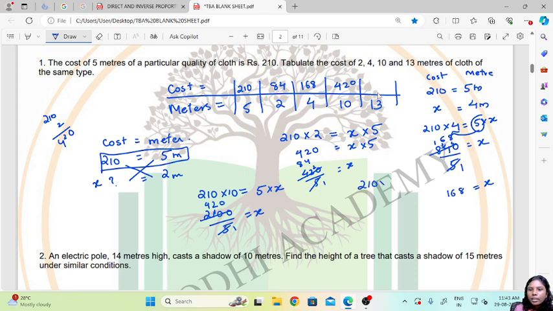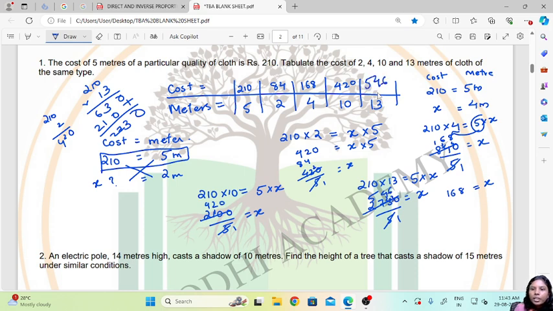Last we have 210 into 13 equals 5 into x. So 210 into 13: 0, 3, 6 plus 0, 1 and 2, that is 0, 3, 7 and 2. So this will be 2730 equals 5 into x, and directly we write the 5 down. So 5 ones are 5, 5 fives are 25, 26, 27, so it becomes 4 and 3 is left here. So 546. Now what we see here is that the least one is 2 meters, 84, and the highest one is 13 meters, 546.